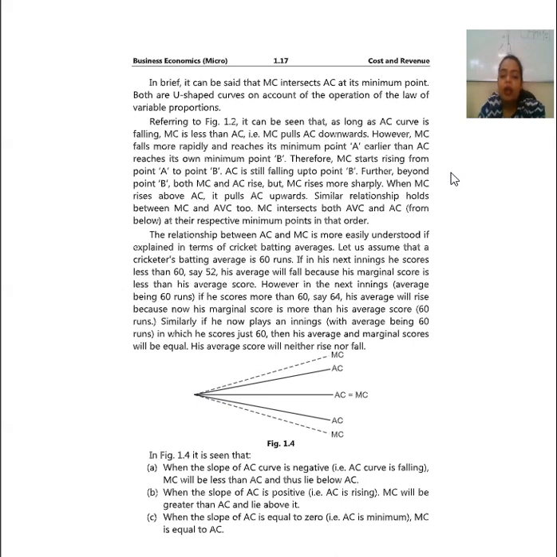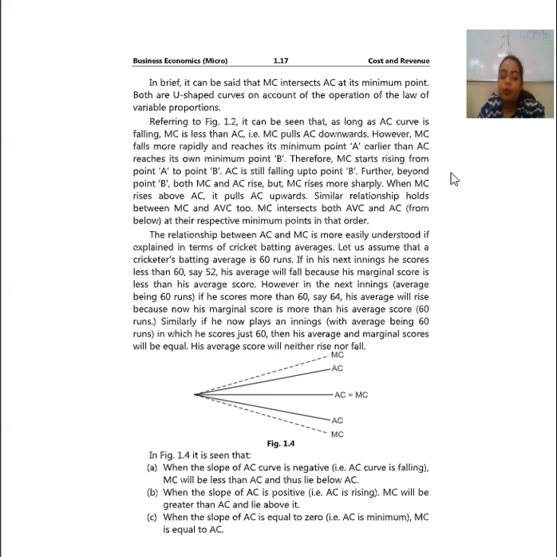AC is still falling up to point B. Further, beyond point B, both MC and AC rise, but MC rises more sharply. When MC rises above AC, it pulls AC upwards. Similarly, the relationship holds between MC and AVC too. MC intersects both AVC and AC from below at their respective minimum points, in that order.